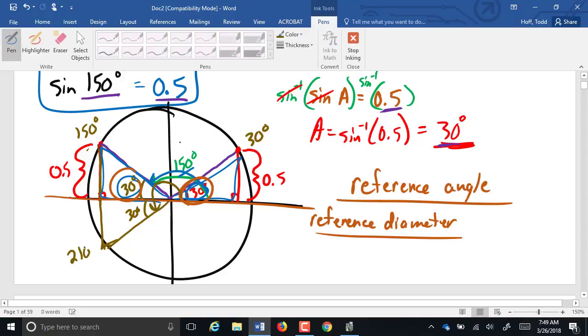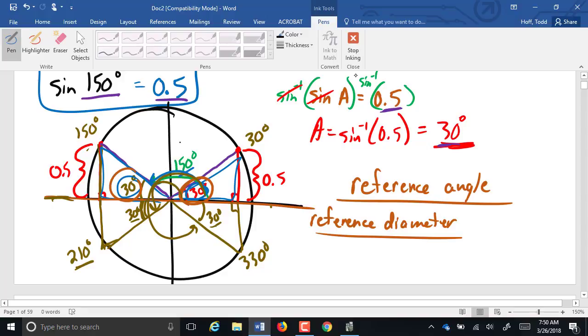210. And there'll be one over here. That angle would be 330. Very good. If this is 30 degrees, that's just 360 minus the 30 gives us 330. Over here, if that's 30 degrees, it's 180 plus 30 gives us the 210.